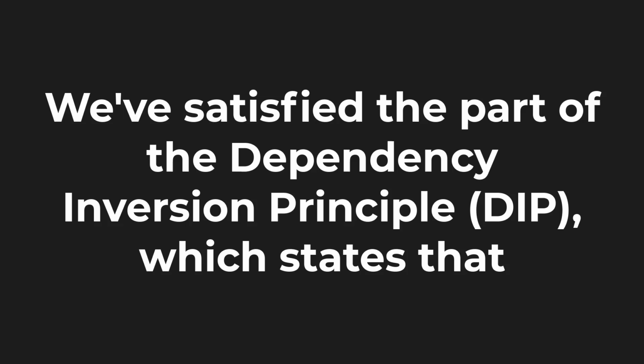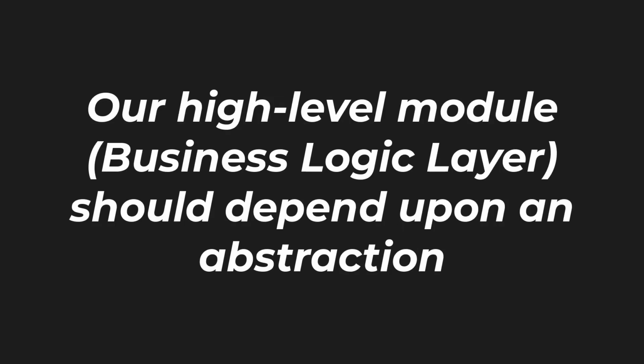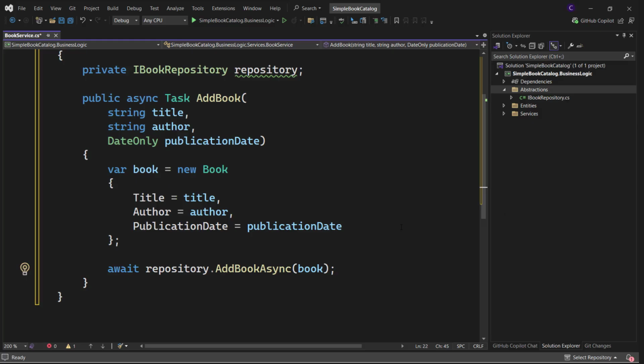Note that we have satisfied the part of the dependency inversion principle which states that our high-level module, which is the business logic layer, should depend upon an abstraction. Now it's time to implement our data access layer.